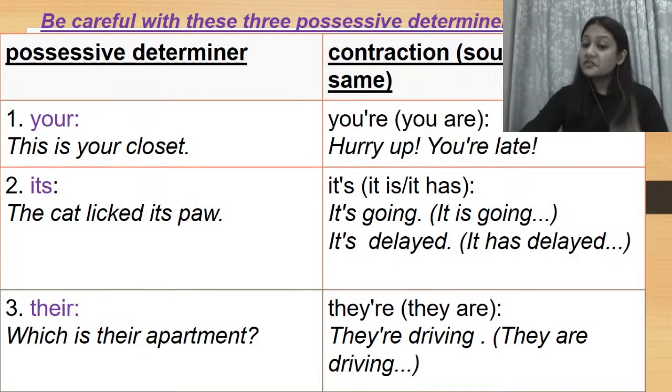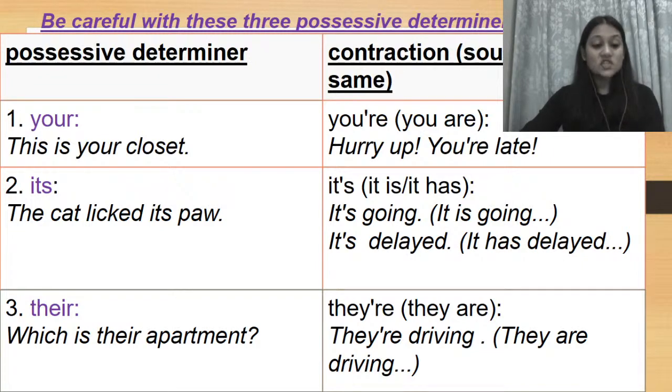That is different from the "its" we have used in the scenario of the cat licked its paw. Right, next is it's delayed. That means it has delayed. So I-T apostrophe S has two meanings. They are it is and it has.